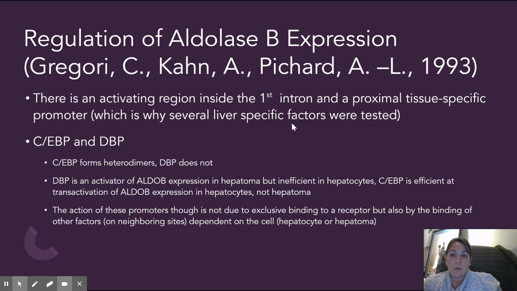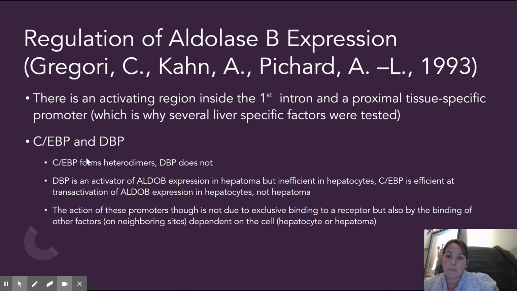So what they found with CEBP and DBP. CEBP forms heterodimers. DBP does not. And they found that these two factors were specific to hepatoma and hepatocytes. DBP was an activator in hepatoma, but actually had no effect in hepatocytes, and CEBP was actually the opposite, efficient at activating the ALDO-B gene expression in hepatocytes, but not hepatoma.